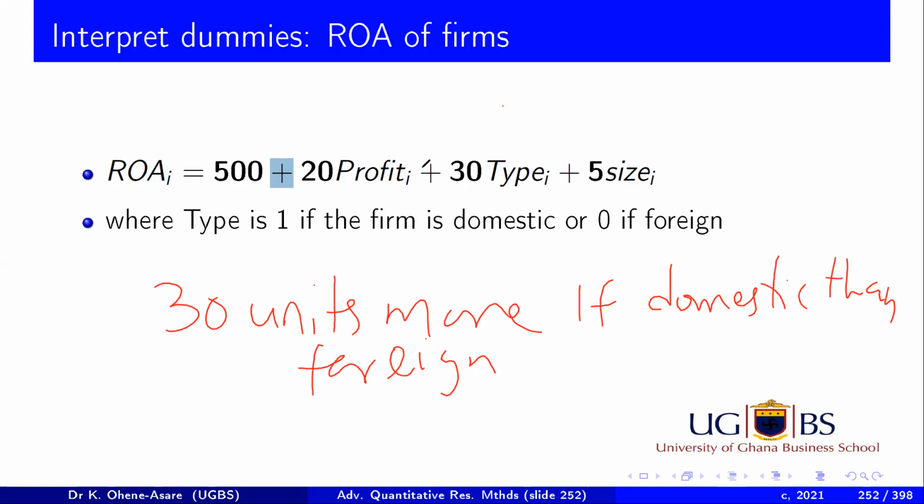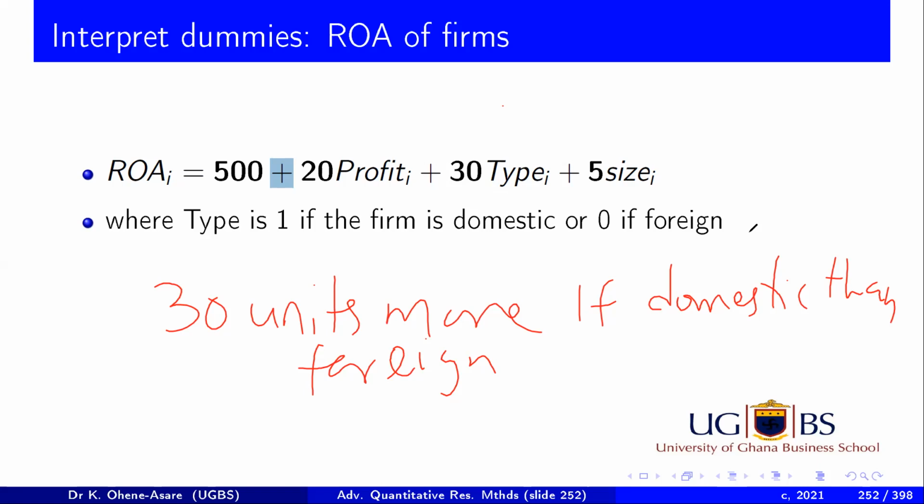Why more? Because there's a plus in front of the 30. If there was a minus, you would say that return on asset is expected to be 30 units less if the firm is domestic than foreign. But here it is plus, so it's 30 units more if the firm is domestic than foreign. So you see, even though foreign is a reference category, I spoke about the domestic in relation to the foreign.